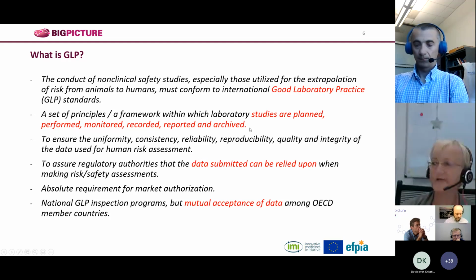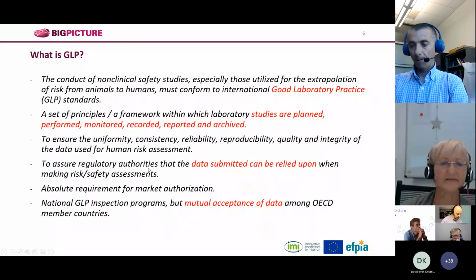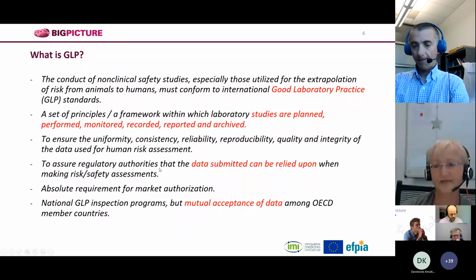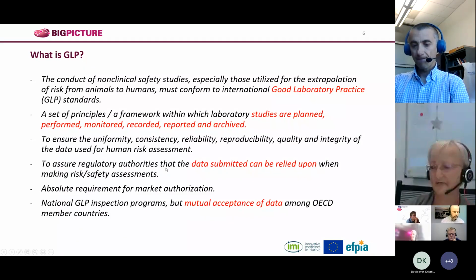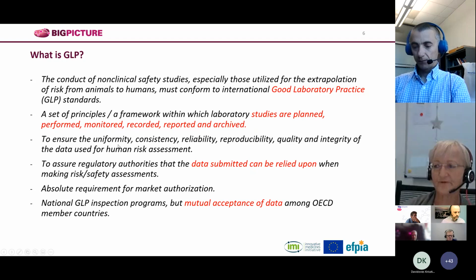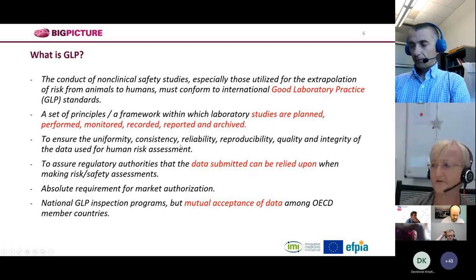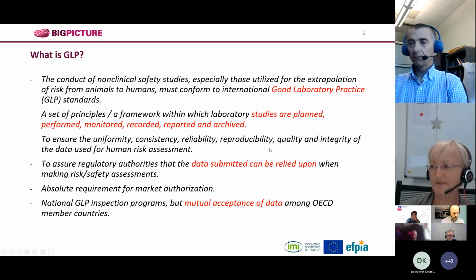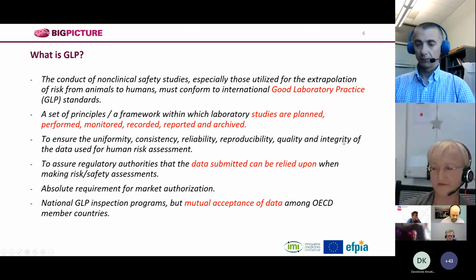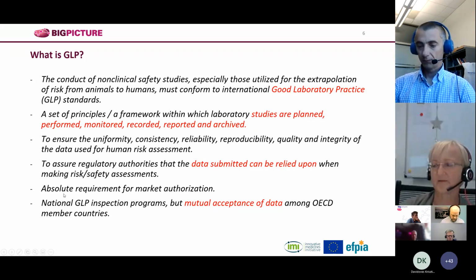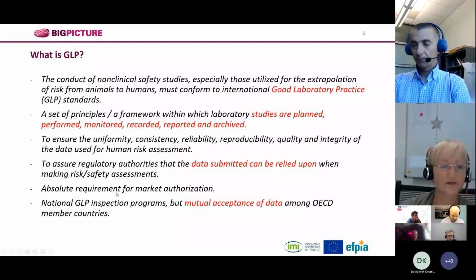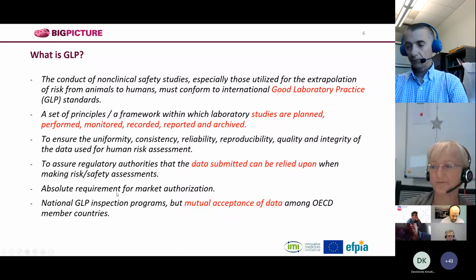And they were put into place in order to assure the regulatory authorities that data submitted in order to obtain the authorization to go to the market with new drugs can be relied upon. So they should ensure the uniformity, the consistency, the reliability, reproducibility, quality, and integrity of the data presented to authorities. They are therefore an absolute requirement for market authorization.